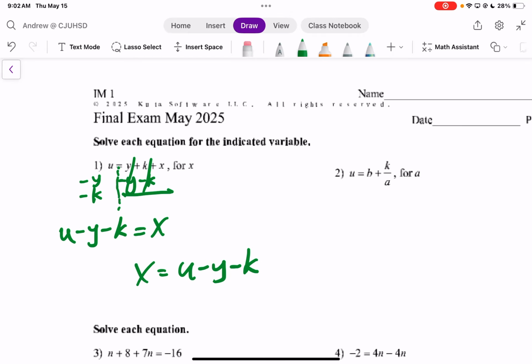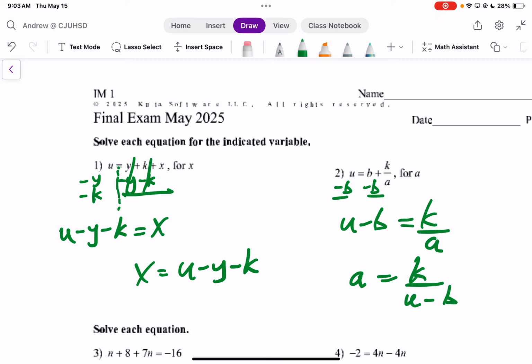So for number 2, again, you have a b, so you're going to subtract the b away from both sides. And there's a little trick that we were supposed to get in junior high: when you have a fraction equal to a fraction, you're able to swap the diagonals. So you can bring that a up to the top, and then you bring u minus b down to the bottom. That's probably the easiest way to do that. So a goes where u minus b was, and u minus b goes where a was. And there you go.